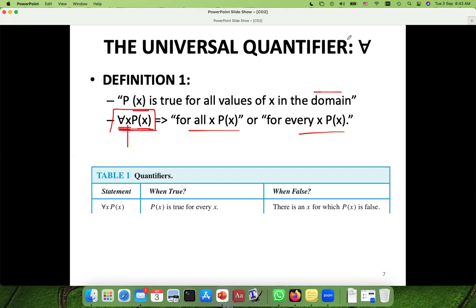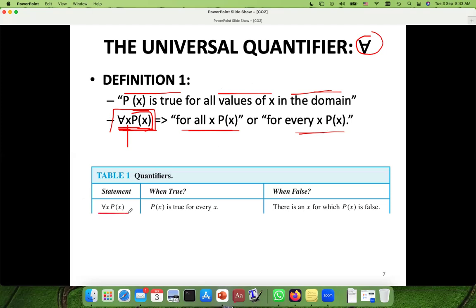Anyhow, so what is the definition? If we use this universal quantifier, that would be the predicate P of X is true for all values of X from the domain or in the domain. And this is the mathematical representation. And how we normally say it, this is that written here.